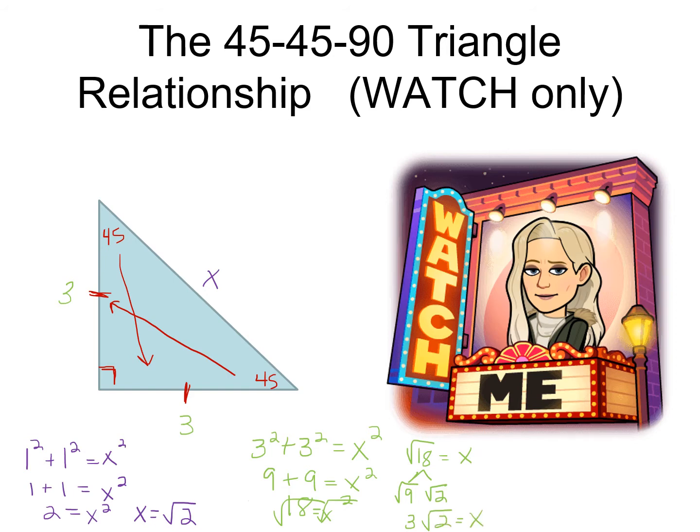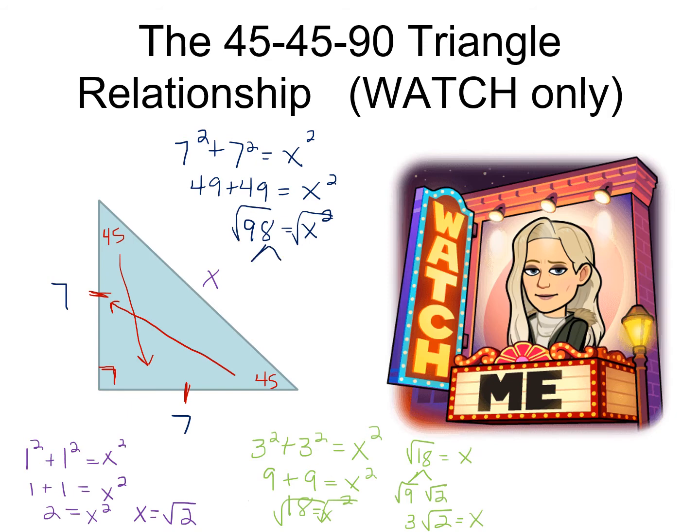Okay, we're going to erase that. We're going to do it one more time with, let's say, the number 7. Let's do 7. I'm going to do that work up here. So if I do 7 squared plus 7 squared equals x squared, I get 49 plus 49 equals x squared. So then I'm going to get 98 equals x squared. Take the square root of both sides. It looks like 98, I'm going to have to break that up into the square root of 49 times the square root of 2. So x is going to give me 7 root 2.